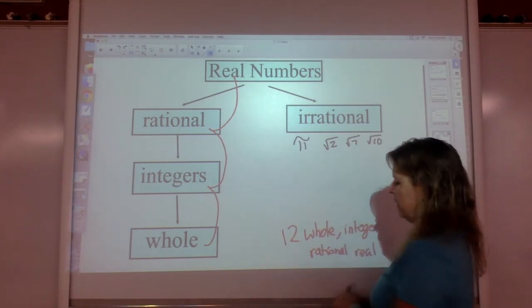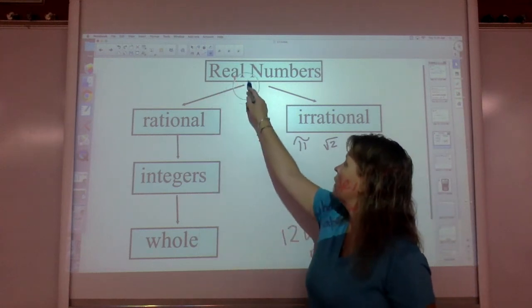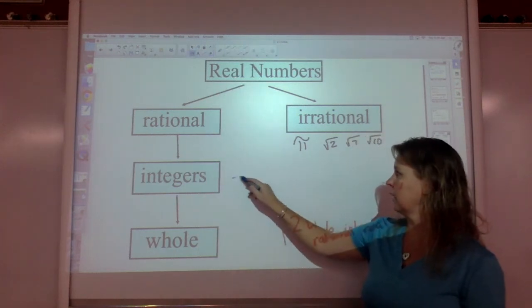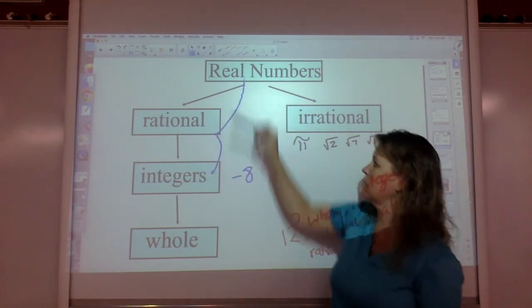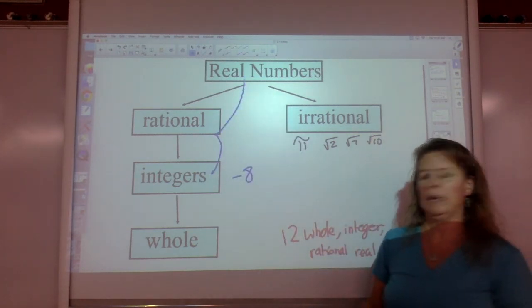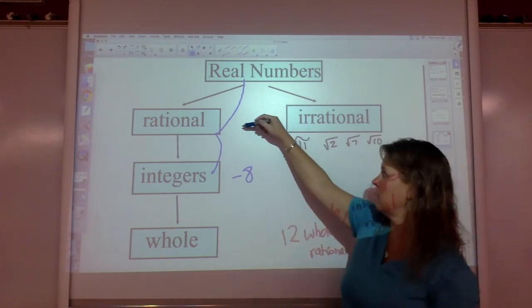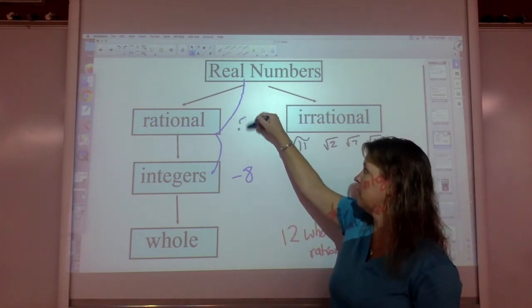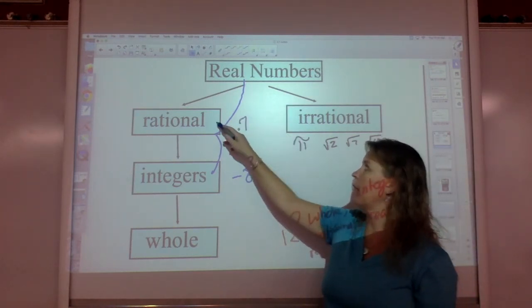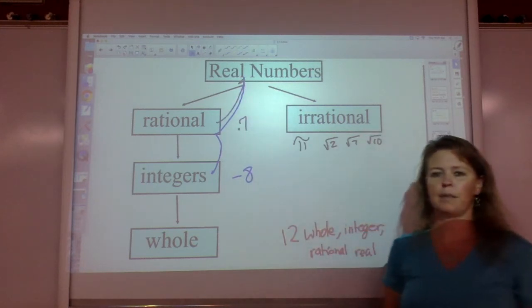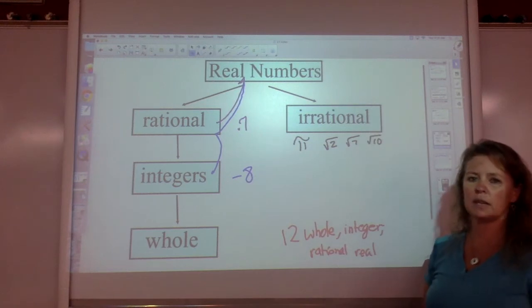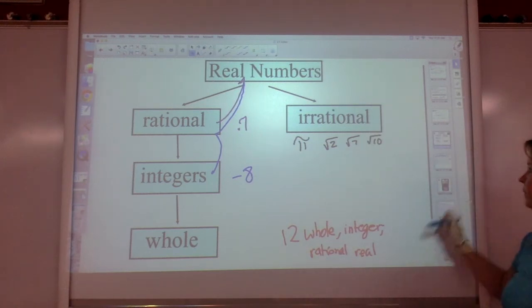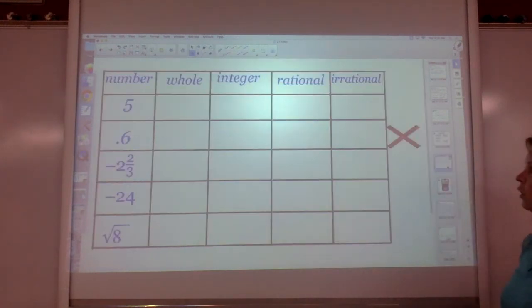If you picked a number that's an integer like negative 8, you would say negative 8 is an integer that's rational and real. If you picked a rational number like 0.7, you would say it's rational and it's real. They're all going to be real. If you chose an irrational number, all you can say is that it's irrational and real.